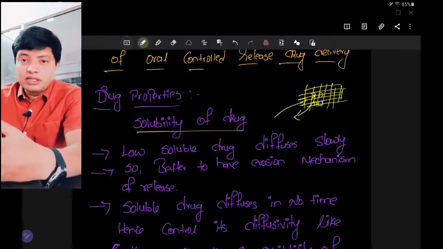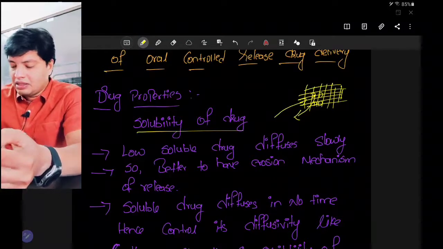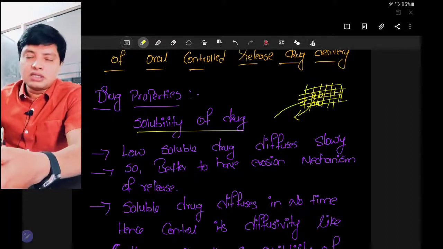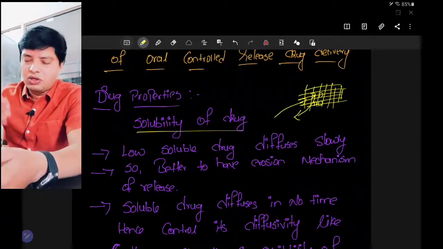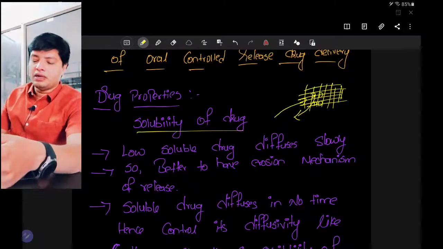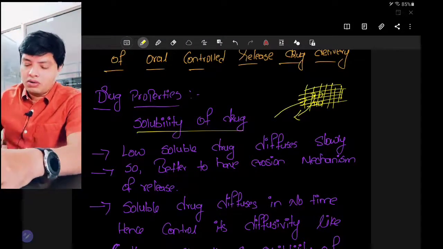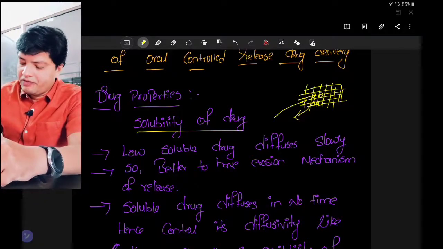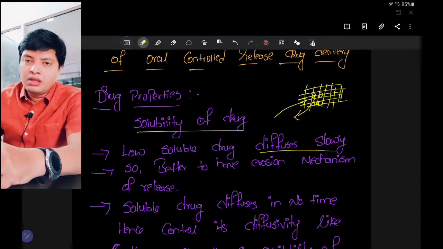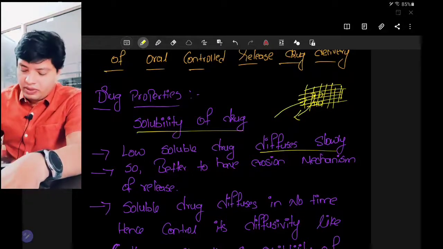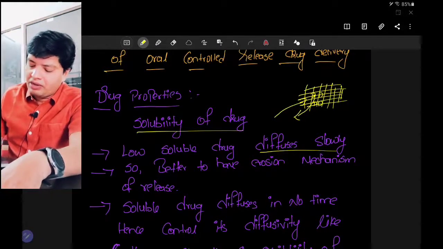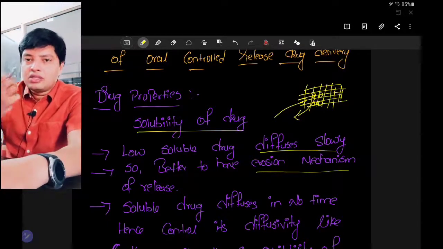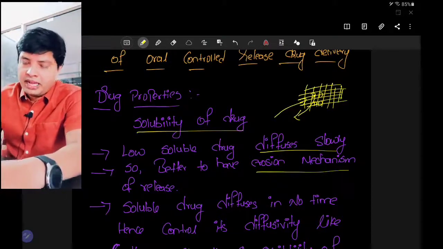When the drug's solubility itself is a problem, the drug's travel from the tablet to the GI system will be difficult. So the solubility of the drug plays a major role in the formulation of oral controlled release dosage forms. Low soluble drugs diffuse slowly through the matrices. For that, we need to go for the erosion mechanism instead of the swelling and release mechanism. We have two types of mechanism here.